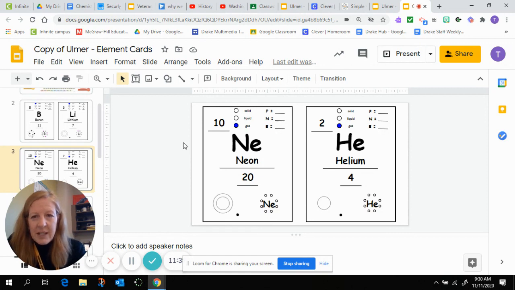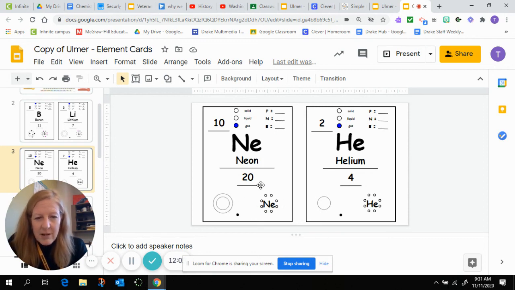Don't forget the key ideas: protons equal the atomic number. Neutrons are the atomic mass minus the atomic number. The electrons will equal the number of protons. When we fill in our shells, they hold 2 and then 8 and then 18 electrons.